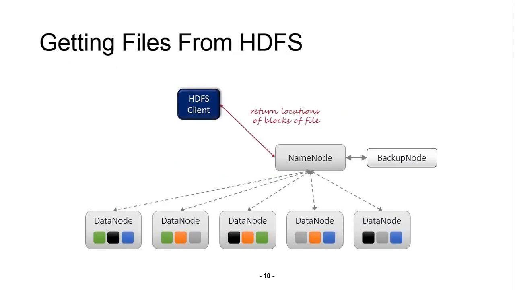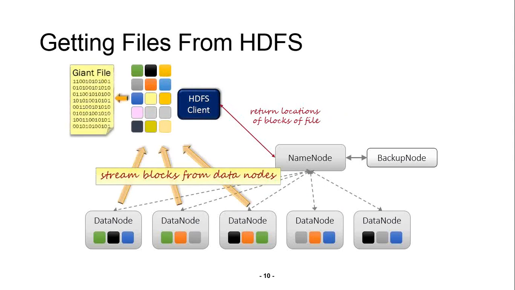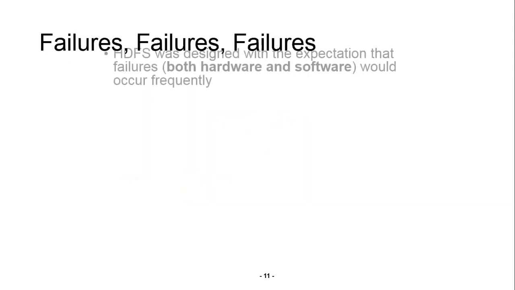Then getting files is also similar. First, the HDFS client talks to the name node. The name node looks at all the blocks of a particular file that are stored in different nodes and gives all their locations, and again the client directly reads from the data nodes and forms the file back.